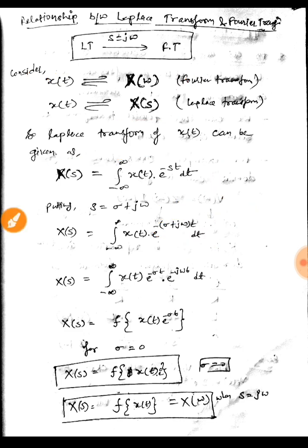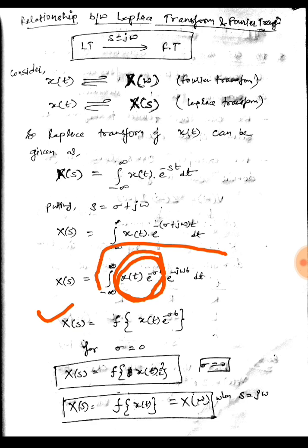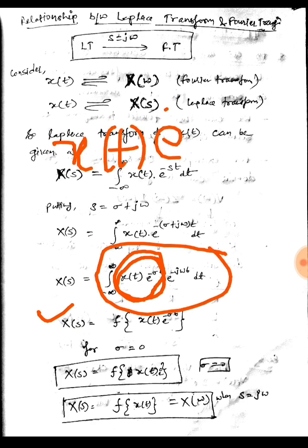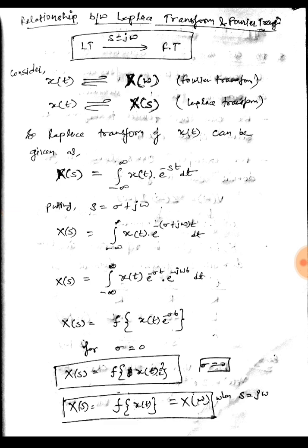So you can see Laplace transform has now become the Fourier transform of x(t) into e raised to power minus sigma t, because if I consider this as a function, this is the Fourier transform, as Fourier transform is x(t) into e raised to power minus j omega t. If I consider this as one function, we can see this becomes the Fourier transform of x(t) e raised to power minus sigma t.